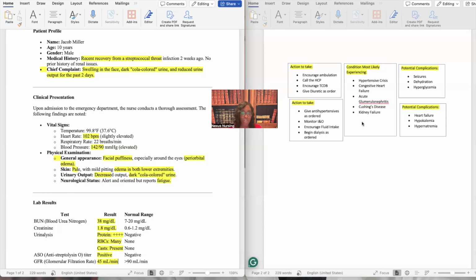Here are the other choices. Monitor I&O, great. Encourage fluid intake, great. Begin dialysis as ordered. Maybe if the patient's kidney function is so bad, they will end up needing dialysis. It's not going to be for their whole lives. It might be once or even twice, but we're not even there yet. Remember, when you're looking at these options, you have to think to yourself, if I can only do one of these for my patient, it's going to be give the antihypertensives. We're going to get this blood pressure down, right? If that doesn't work, then maybe they might go on to the dialysis if needed.